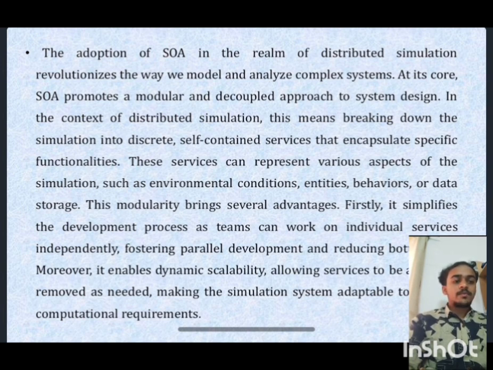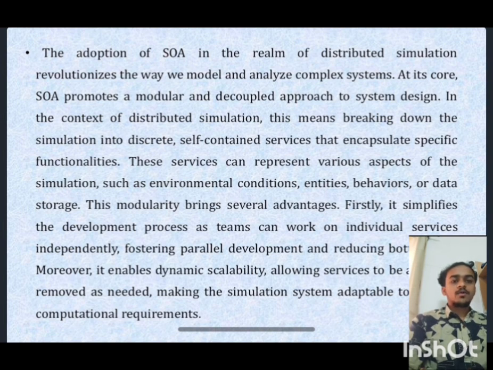Additionally, SOA promotes the reusability of simulation services, reducing redundancy and development time for similar simulations. This approach not only enhances the efficiency of the distributed simulation but also supports the integration of real-time data sources and external services, making it adaptable to evolving simulation needs. The adoption of SOA in the realm of distributed simulation revolutionizes the way we model and analyze complex systems.